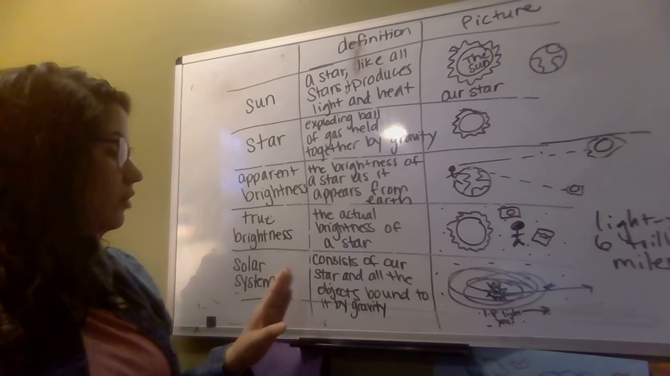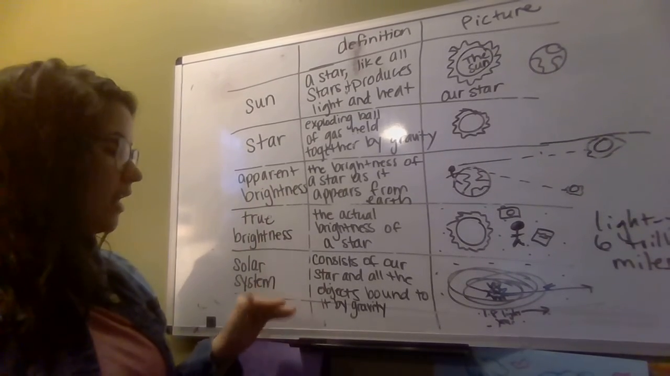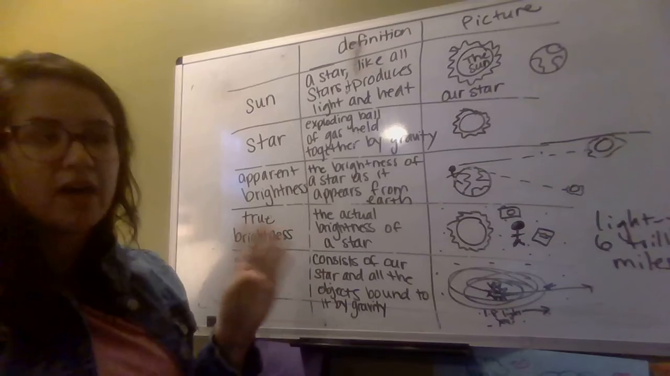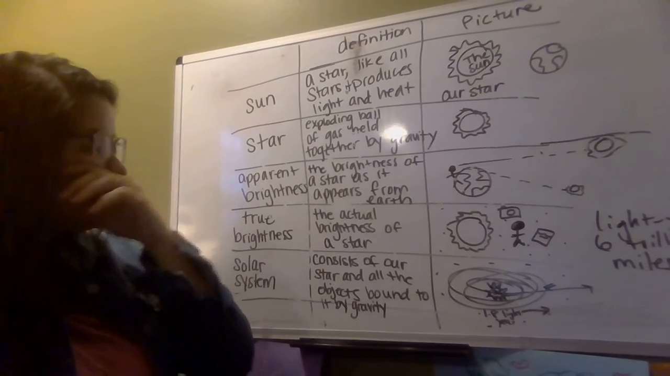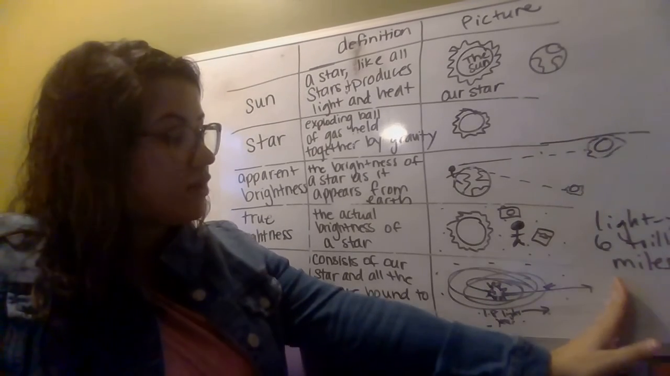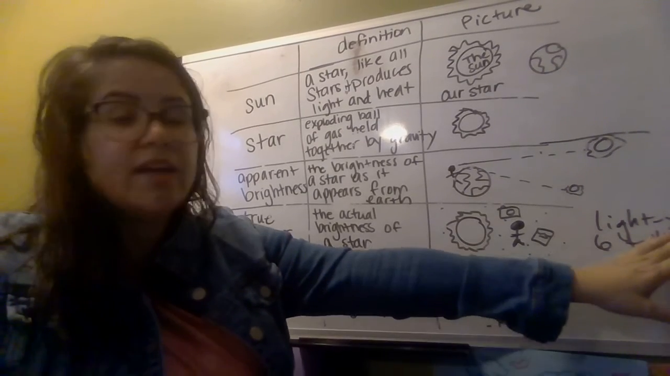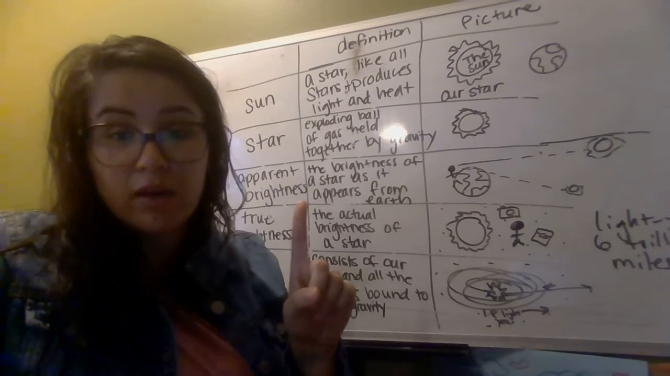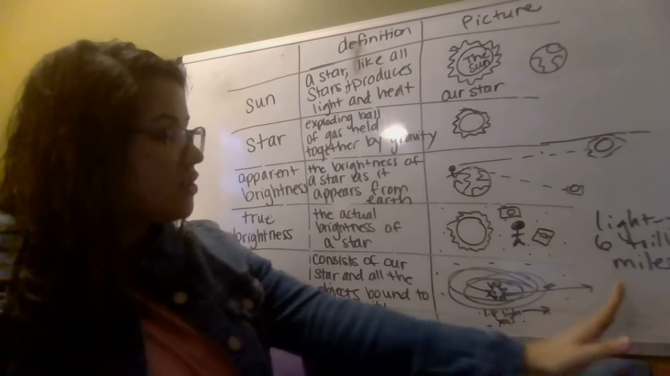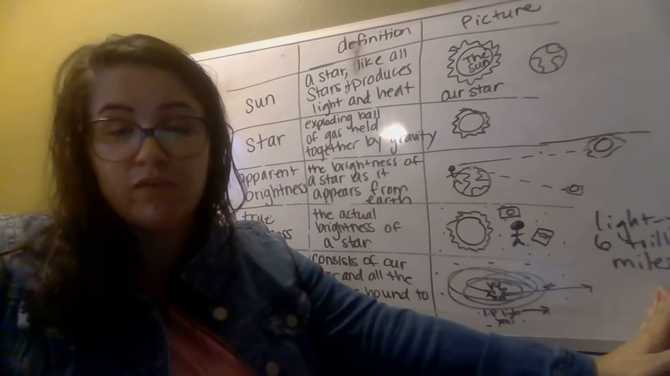So the solar system, you're going to write, it consists of our star. So one star is in our solar system, and it's all the objects bound to it by gravity. So planets, dwarf planets, comets, asteroids, the Kuiper belt, all of that is a part of our solar system. From the sun to the edge of our solar system, it's about 1.8 light years. Now what's a light year? A light year is how far light travels in 1 year. Now we know light travels fast. That's 6 trillion miles. Okay, so the edge of the solar system is 1.8 light years. And then beyond that is the stars that you are viewing at night.